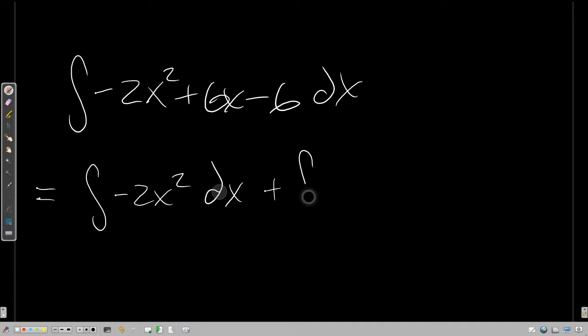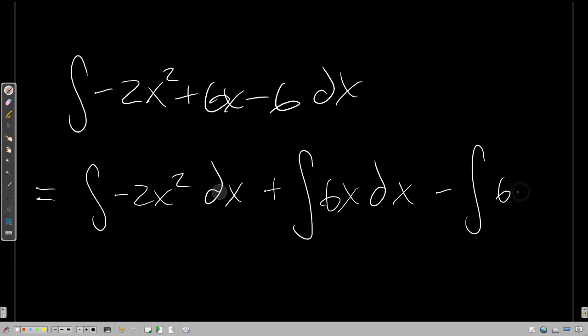Some of you may say, well, what is the dx? The dx is actually a vector. Whatever that means to you. Alright, so there's me integrating term by term, and then constants can come out front.